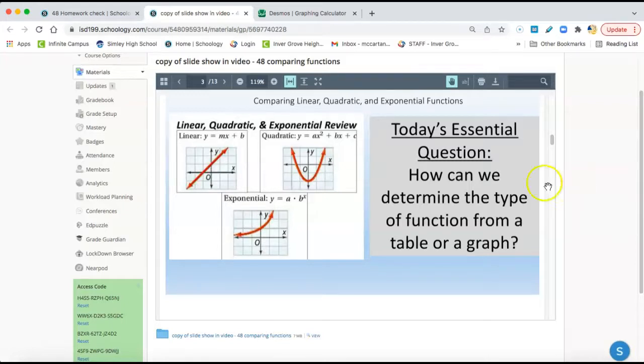We're looking at these three types today: linear, quadratic, and exponential. Now, we've certainly looked at linear, y equals mx plus b, and the quadratic with the x squared, so it's shaped like a U. Guys, exponential is where the exponent is the variable. The variable is the exponent. The x is the exponent. Okay?